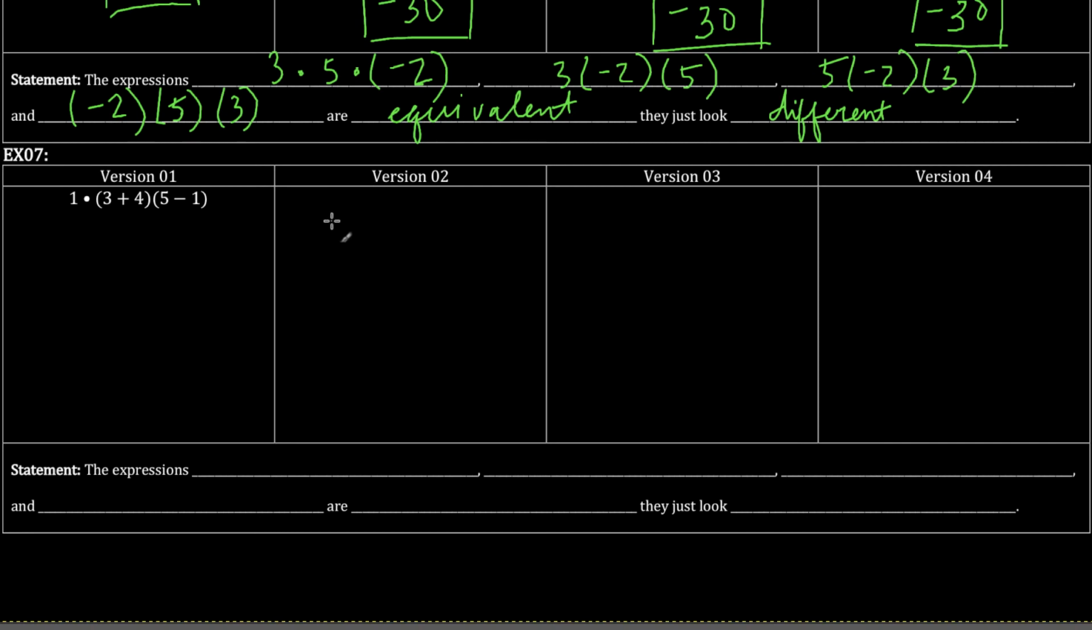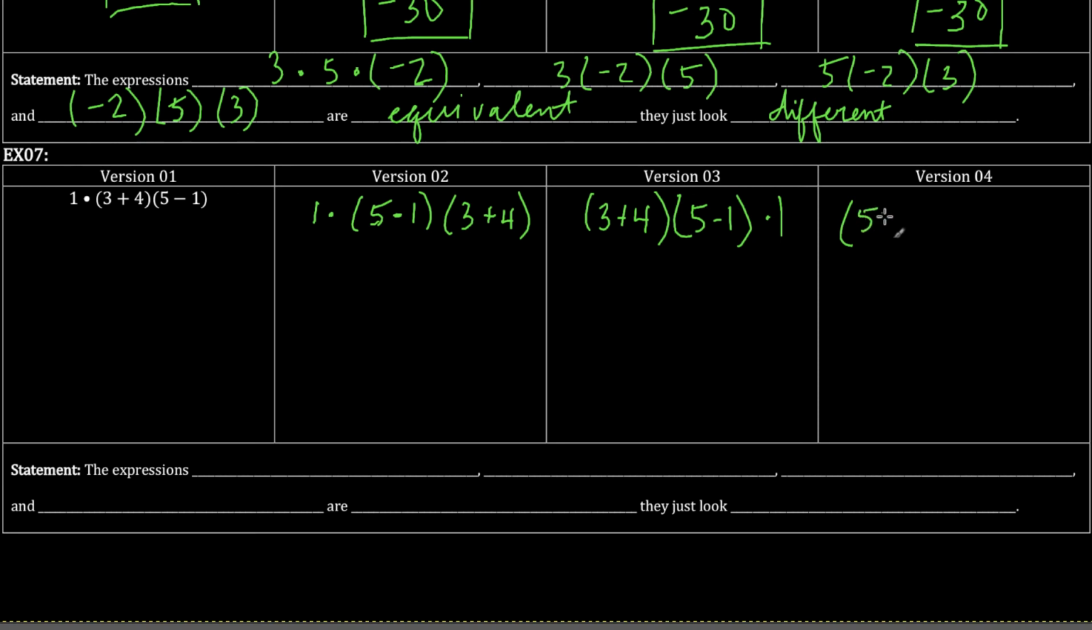So 1 times 3 plus 4. So I can write 1 times 5 minus 1 times 3 plus 4. It's not that it's going to take a long time. Let me take that back. It's just that it's going to require some writing, you know. So this next one is, we could do the 3 plus 4 first, and then the 5 minus 1 times 5 minus 1, and then times 1. And on the last one I could do 5 minus 1 first, times 3 plus 4 times 1.